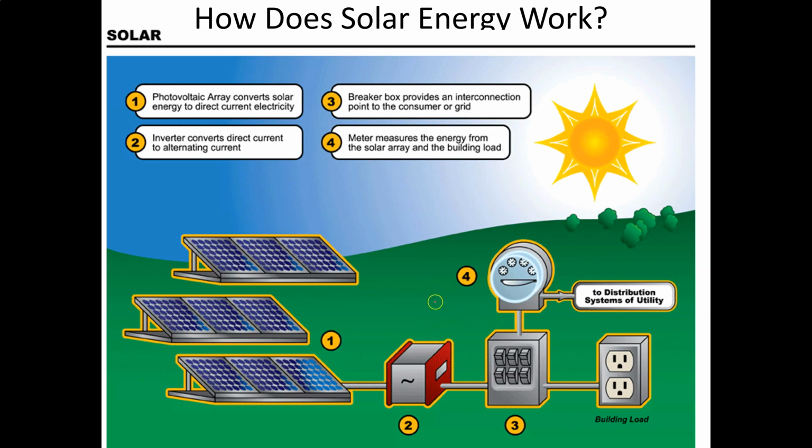So here's the whole setup. First, you have the photovoltaic cells, which is basically an array of solar cells, a bunch of cells together. You have an inverter here at 2, which is what converts the direct current to an alternating current. You have some sort of breaker box that provides connection between the electricity you're generating and the grid, being what the city is providing in terms of electricity.